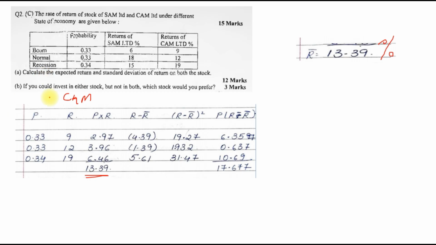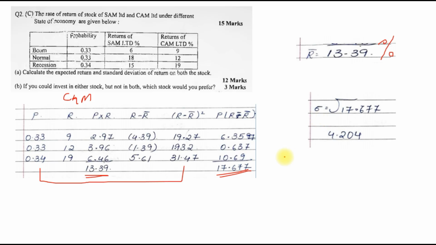Same way, next will be R minus R bar. Then the square of that, and whatever value you get, multiply that with the probability, and we'll get the total, which is the variance. Once you get the variance, we apply the formula of standard deviation, that is root of variance. So the square root of 17.677 comes to 4.204.